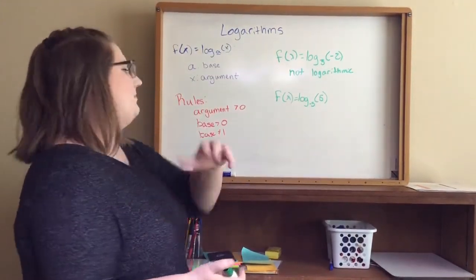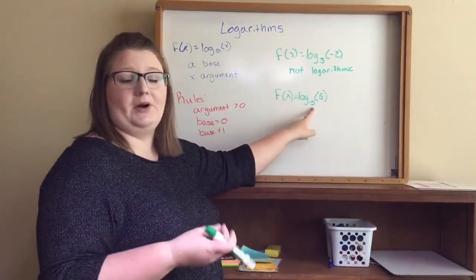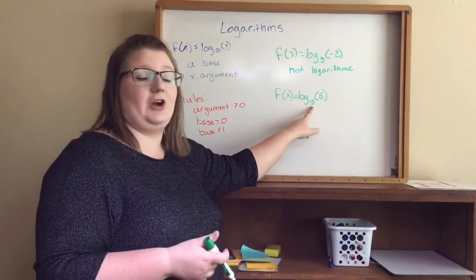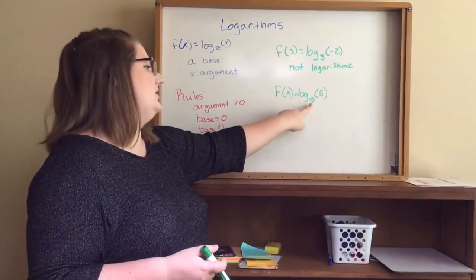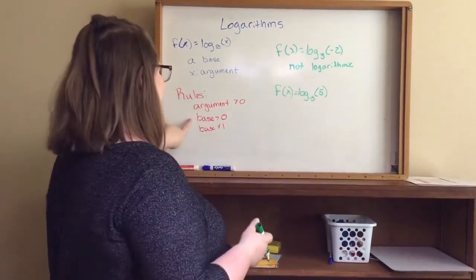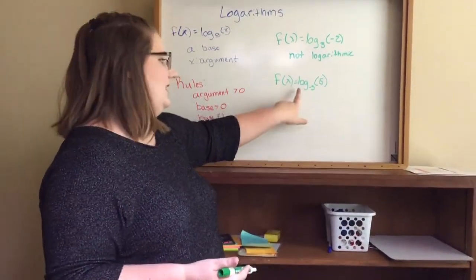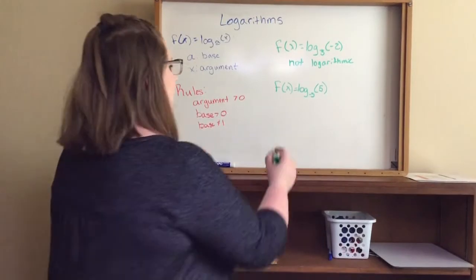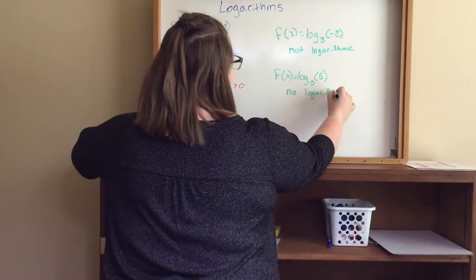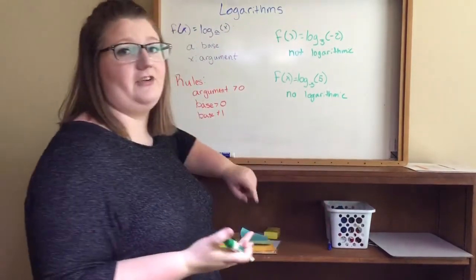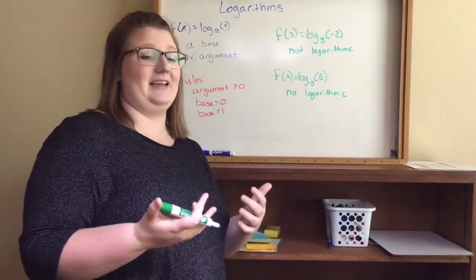Rule number 2 says the base has to be greater than 0. So looking at our base, that base is the little number after the logarithm. So in this case, our base is negative 3. So we would say this log base negative 3 of 5. So negative 3 is the base. Negative 3 is not greater than 0. Negative 3 is less than 0. So because of that, this function is not logarithmic. So even though we see that log in the function, it's not going to be a logarithmic function because it doesn't follow our rules. Just like the last one, if you tried to type this in a calculator, you would get an error message.